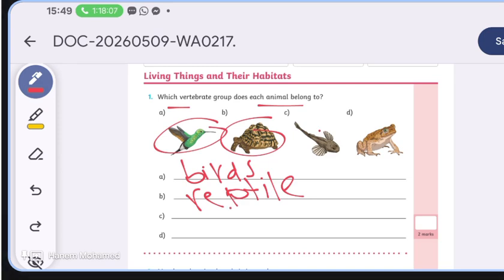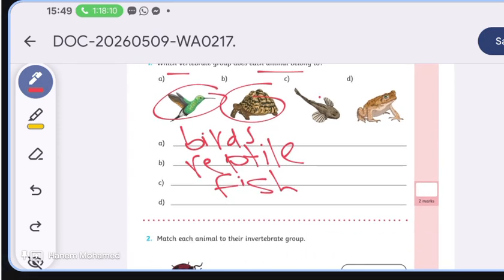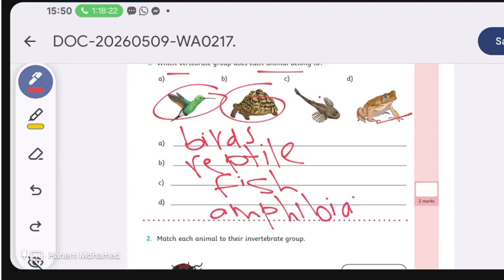The third one, fish. The last one can have metamorphosis. It means it has many life stages. It can live in the water and on land, so we can call it what? Amphibians. That's right.